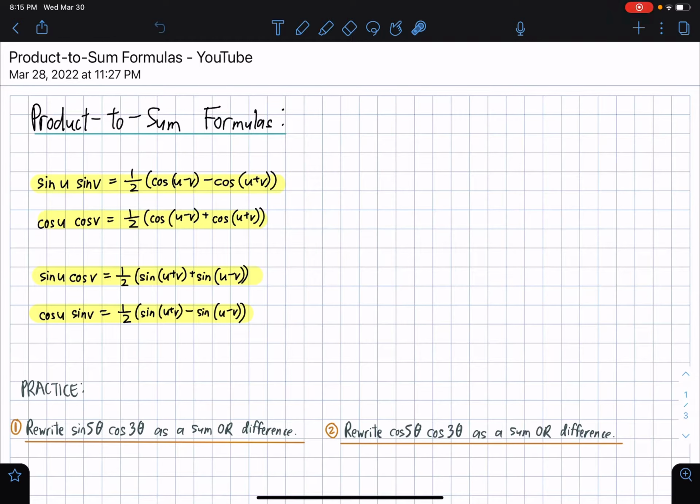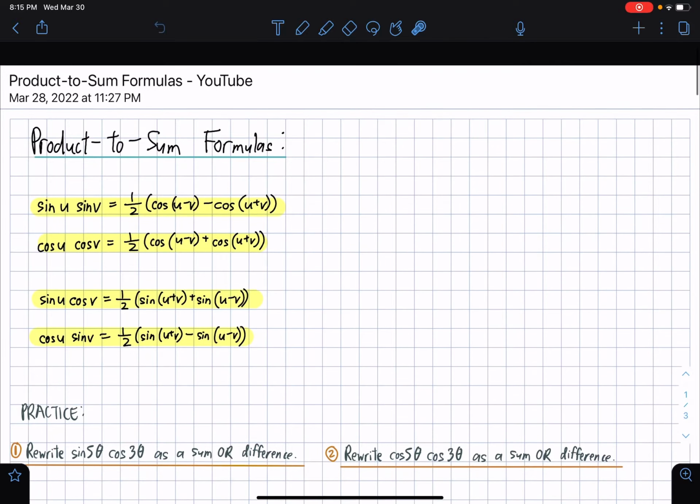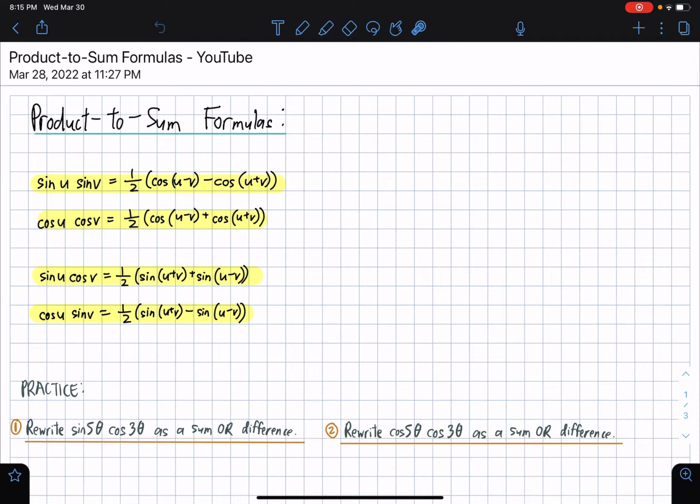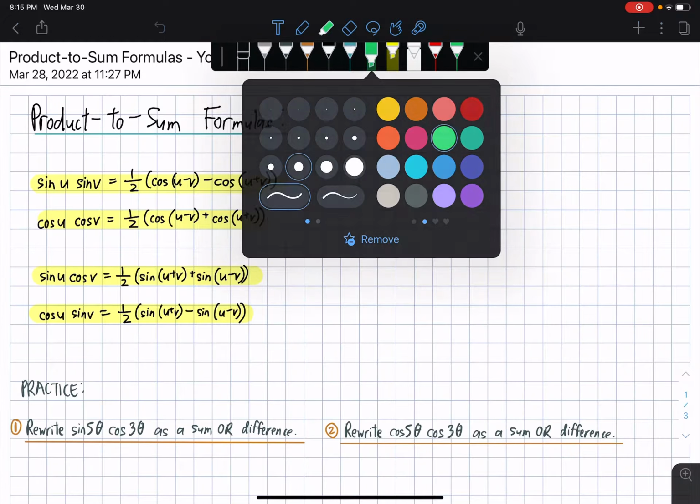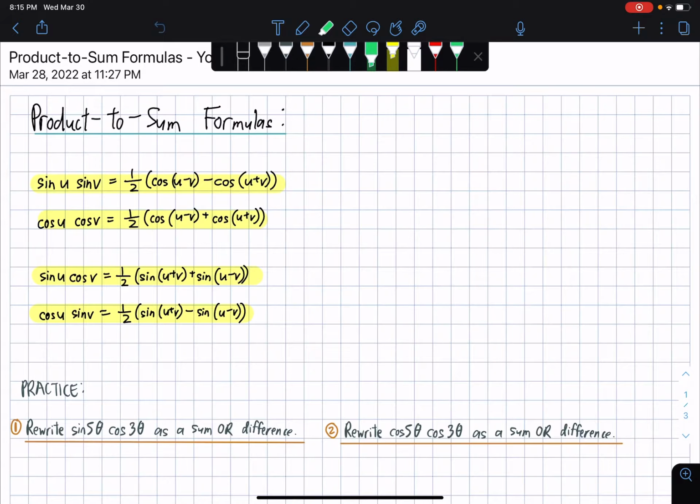Anyways, for the product to sum formulas, we have four of them: sine u sine v, cos u cos v, sine u cos v, and cos u sine v. They seem to have a pattern if you observe thoroughly. All of these formulas have a 1/2 at the very beginning, and they all lead to their own unique representation. For instance, sine u sine v.